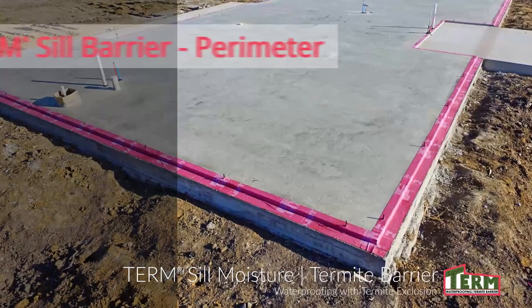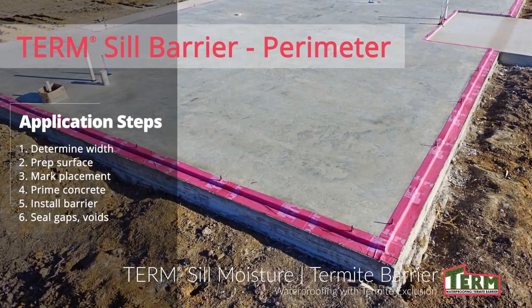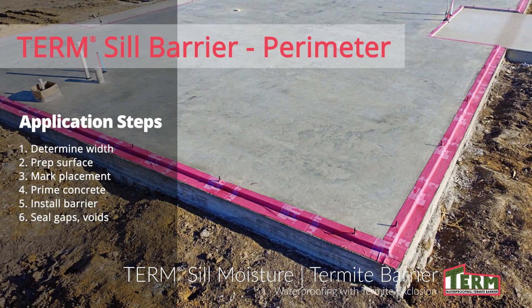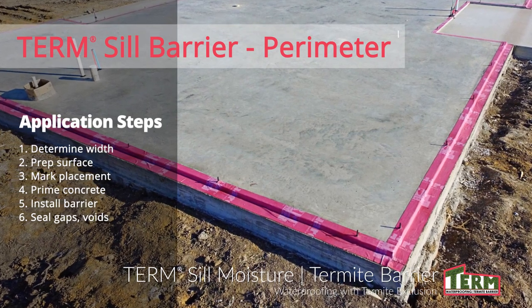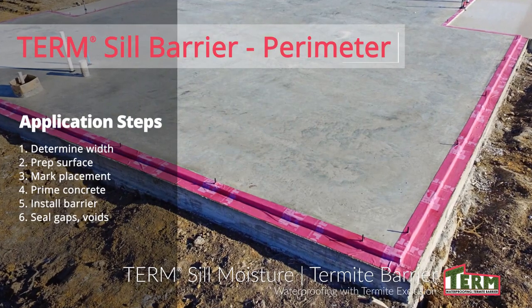Here's an overview of the installation steps. Determine how wide the perimeter sill barrier should be, prep the surface, mark where the barrier should be placed, prime the surface, install the barrier, and finally, apply sealant to any gaps and voids.